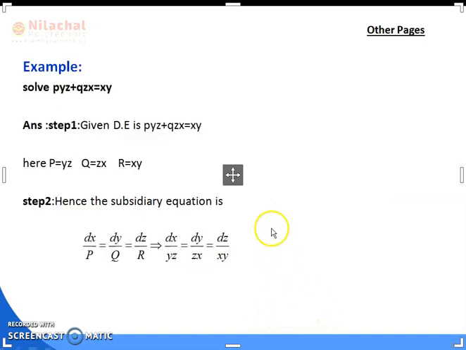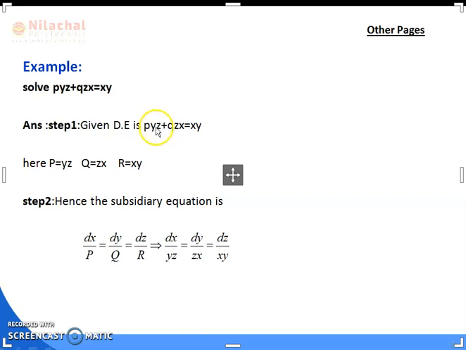So another example you can see: solve pyz plus qzx equals xy. Here also p and q are present. So the coefficient of p is yz, this one is your capital P. Coefficient of q, that one is your capital Q. Right hand side, that one is your capital R. So let's start. Step 1, given differential equation is pyz plus qzx equal to xy. Here capital P is yz, capital Q is zx, capital R is xy.